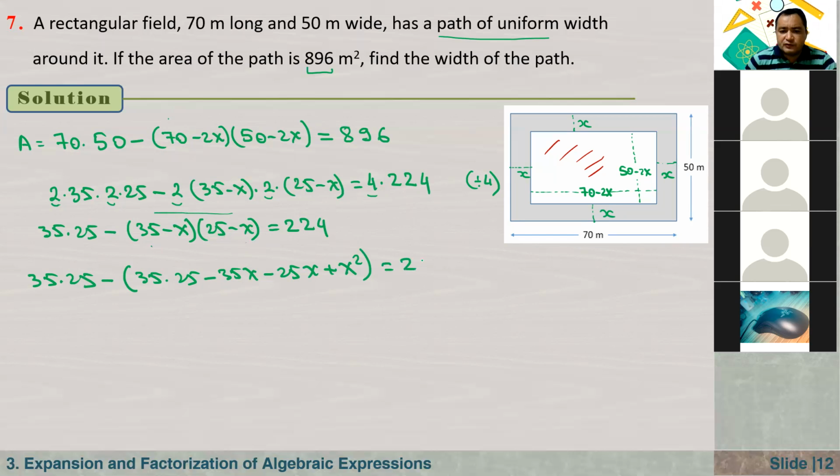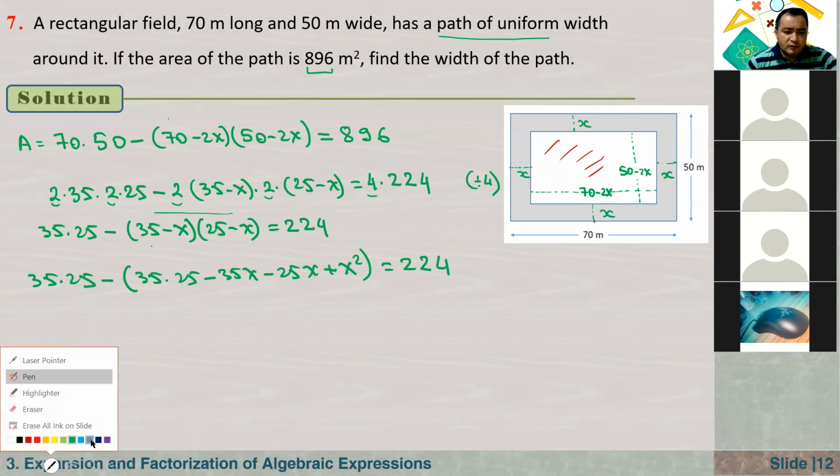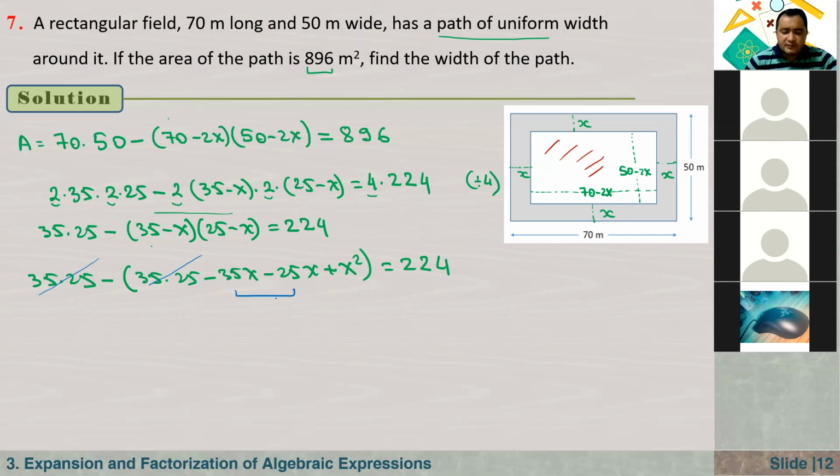On the right hand side, still I have 224. Now, if you remove the brackets, what do we have here? If you remove the brackets, this 35 times 25, 35 times 25, they are gone. And minus 35 minus 25, that is minus 60. With this minus, here we have plus. So here we have 60x minus x squared. On the right hand side, we have 224. Now, if you take everything to the right hand side, here we have x squared minus 60x plus 224, that's equal to 0.